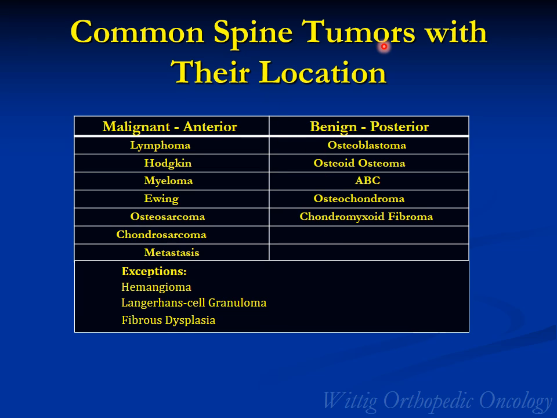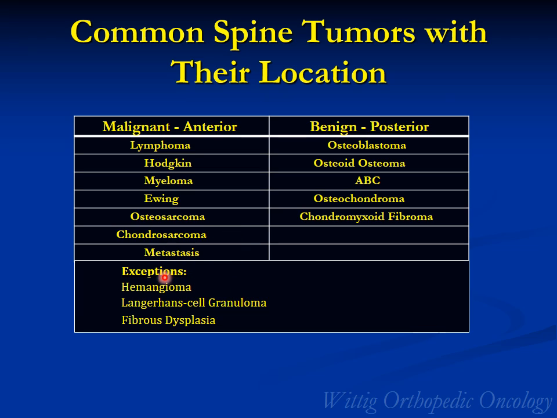These are common spine tumors with their location. Malignant types of spine tumors, which usually affect the anterior body of the spine, the vertebral body, include lymphoma, Hodgkin's disease, myeloma, Ewing's, which is relatively rare, osteosarcoma and chondrosarcoma, which are rare, and various metastases.